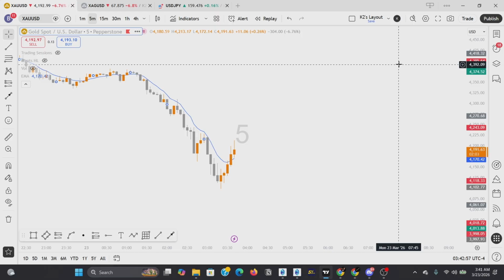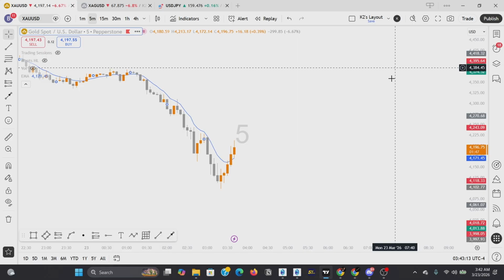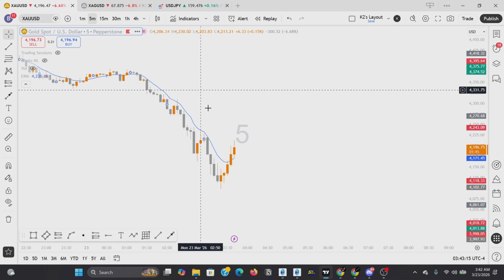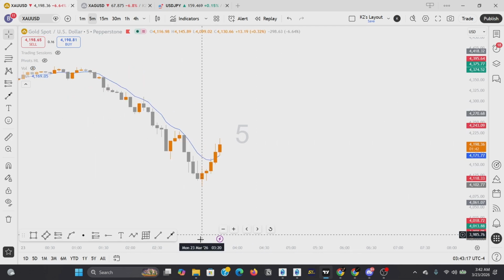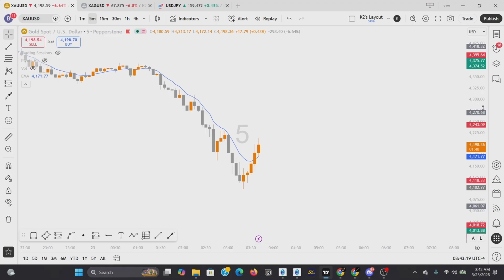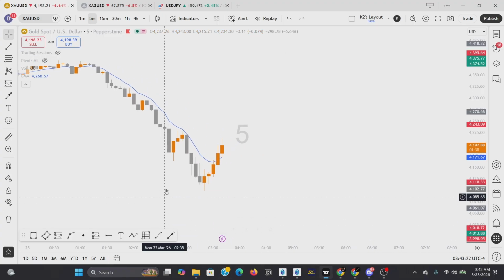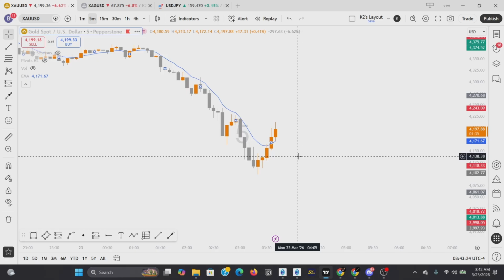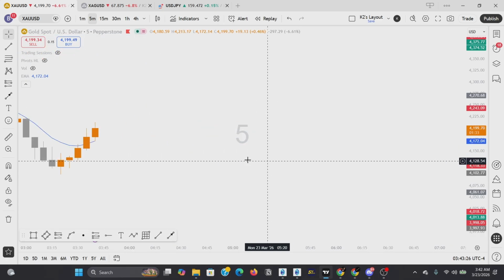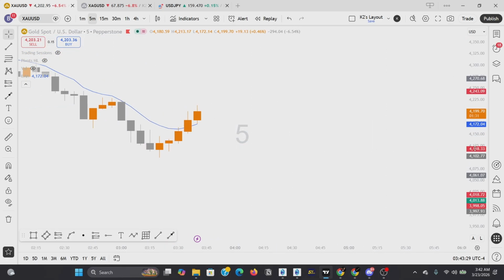I understand what these different colors mean, right? So for me, an orange candle is the same thing as a green candle, and a gray candle is the same thing as a red candle, right? That's just how I customize my Trading View. I would not recommend you doing this unless you fully understand what colors your candles mean. But here we go. This is a 5 minute candle.